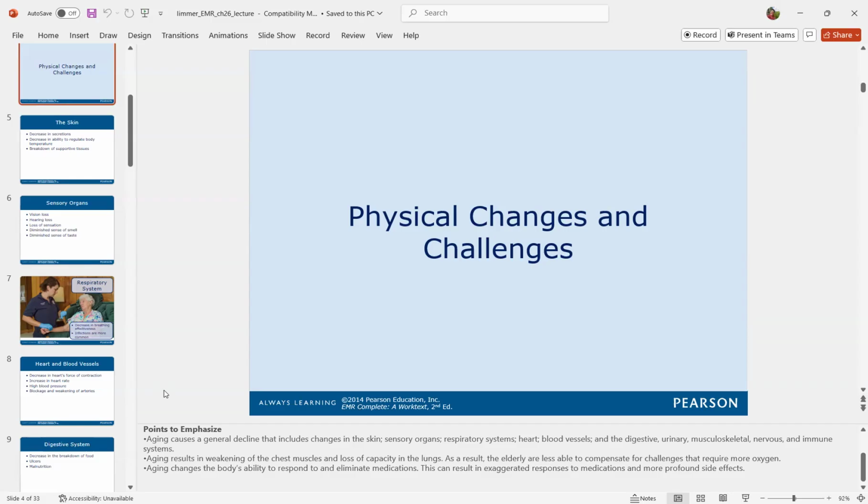Age results in weakening of the chest muscles, and that's a loss of capacity in our lungs, so it's harder to breathe. As a result, elderly patients are less able to compensate for challenges that require more oxygen demand. Aging also changes the body's ability to respond to and eliminate medications. This can result in an exaggerated response to medications and profound side effects for them. So there's a lot going on in this age bracket to think about.